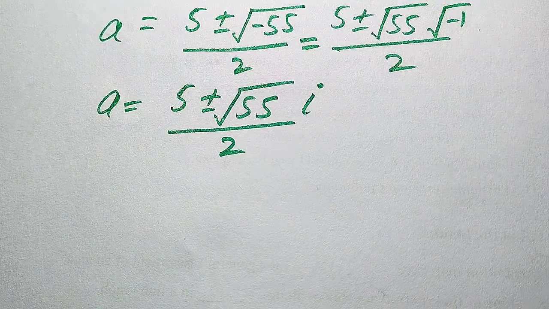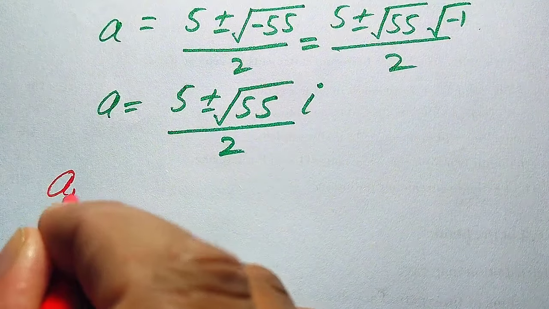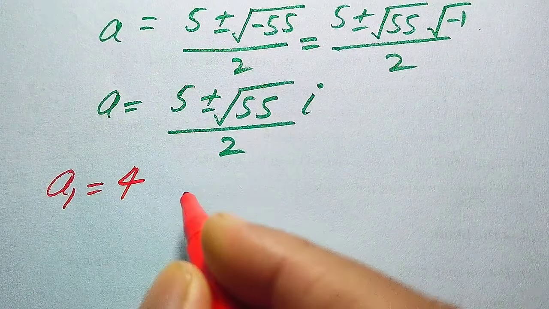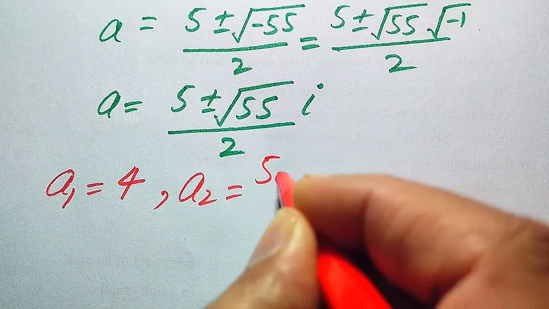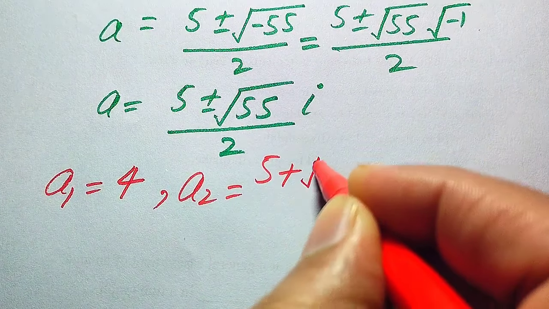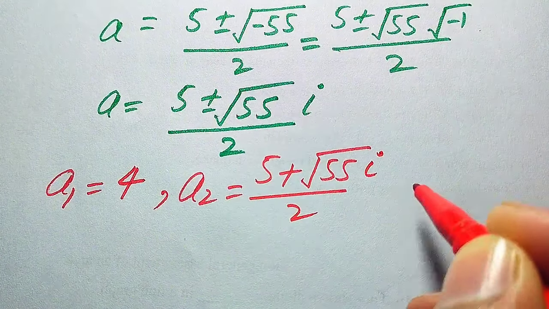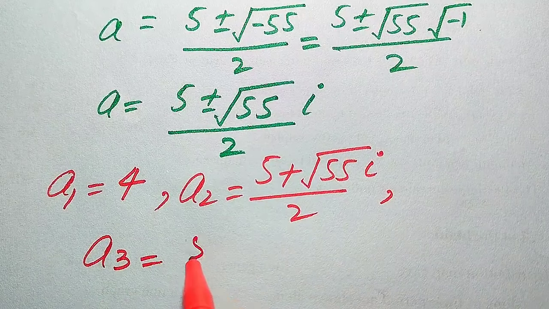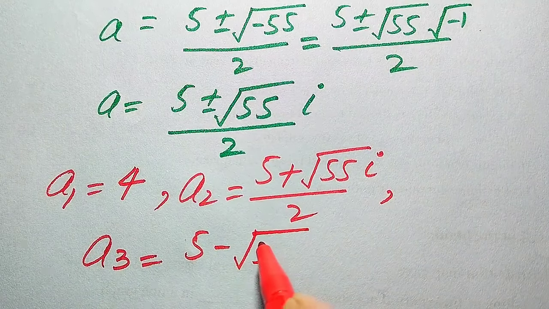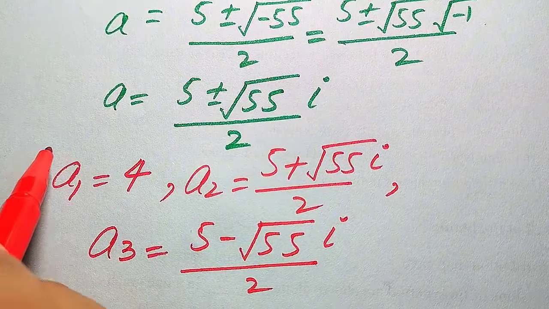So finally we have 3 roots of the given equation, and in which the first root is the real root, it is a1 equals to -4. The second root is a complex root, it is a2 equals to 5 plus square root of 55 into iota, divided by 2, and the third root is also a complex root, it is 5 minus square root of 55 into iota, and it is divided by 2.